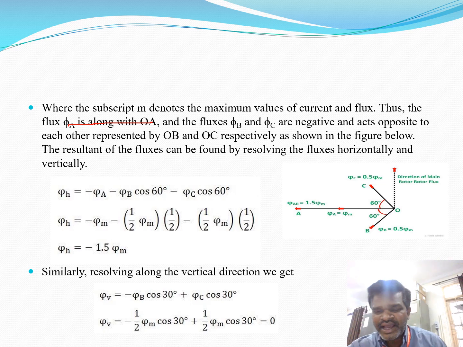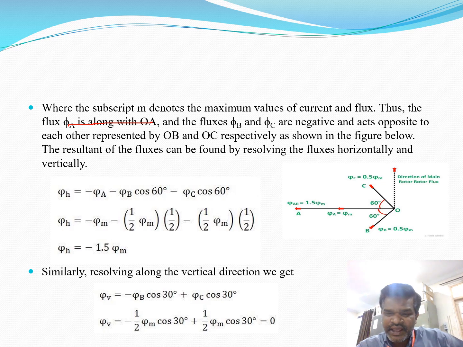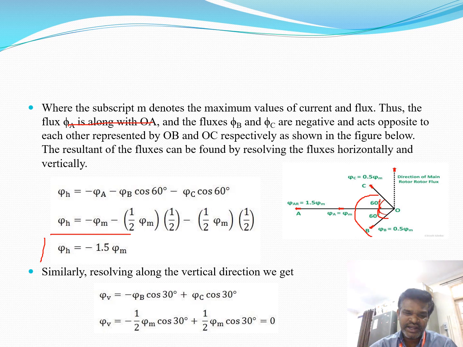From the phasor diagram, each phase is displaced by 120 degrees. Whenever I construct this, phi A and phi B, the angle between phi A and phi B is 60, and phi C and phi A is 60, and the angle between phi B and phi C is which one? 120 degrees. So we know the resultant flux is phi A minus phi B cos 60 minus phi C cos 60. The cos 60 is the value of 1 by 2. So the resultant flux I am getting is 1.5 times the maximum flux.